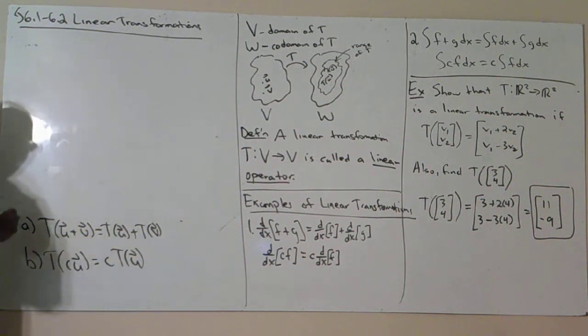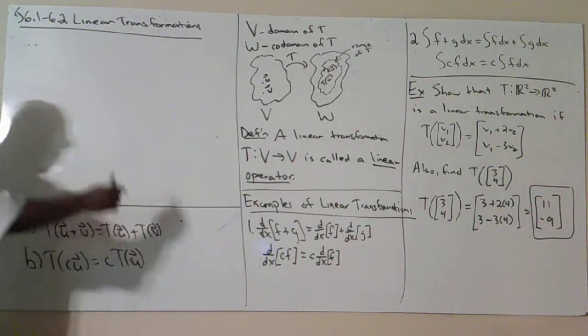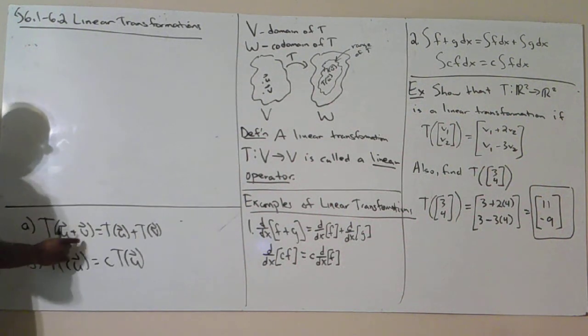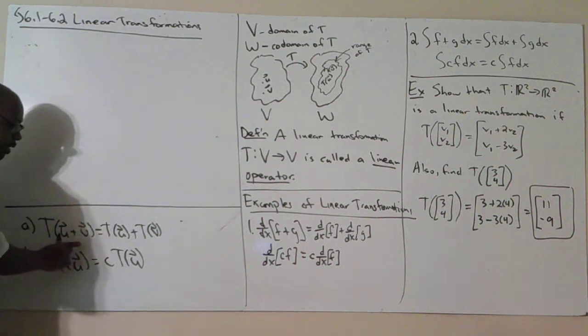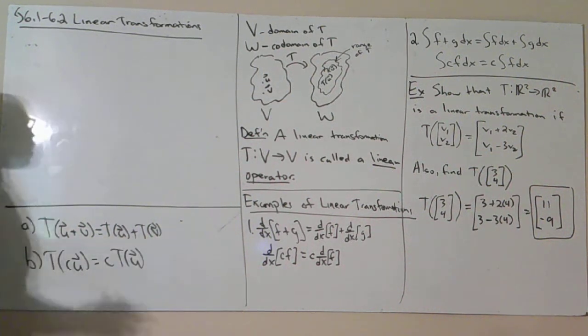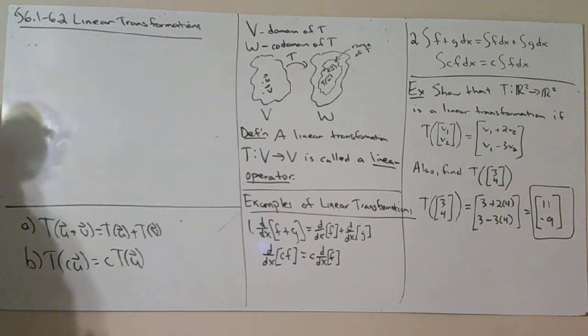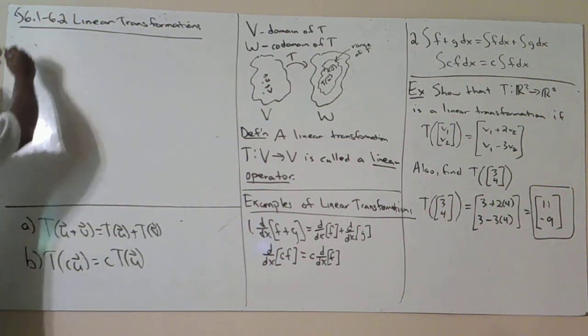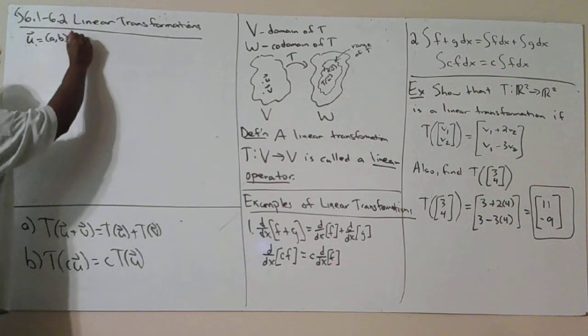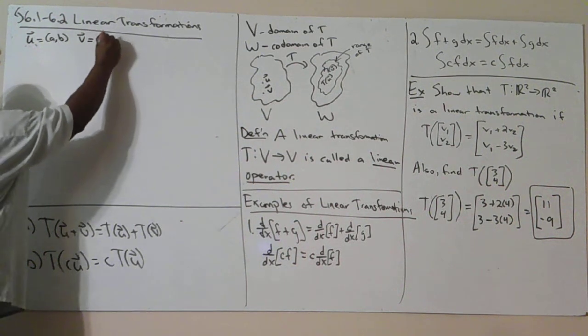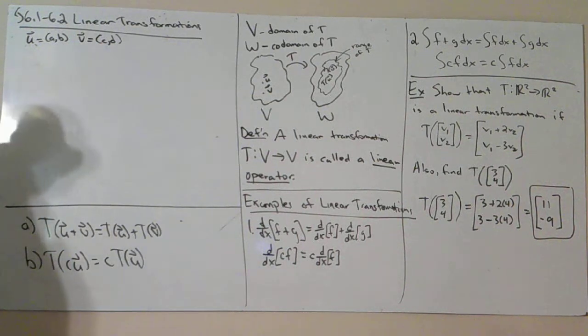To be able to show that this is a linear transformation, we have to show that the left side is always equal to the right side. That's what we have to do. So let's do that here. Let's say that U is equal to (A, B) and V is equal to (C, D).